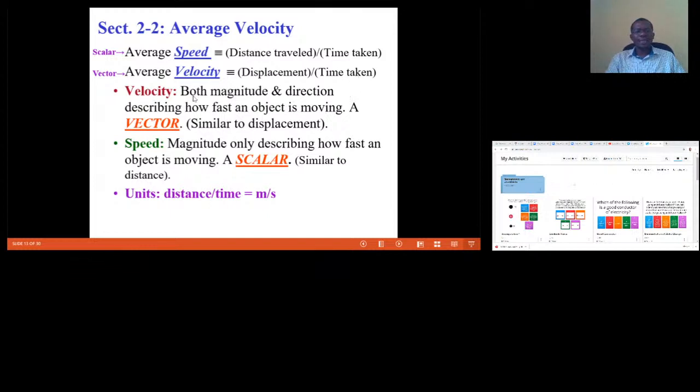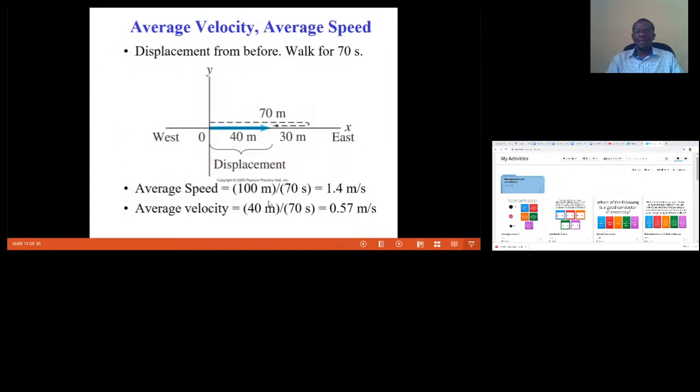One thing to note is that for velocity, since it is a vector, both magnitude and direction must be given, because a displacement is a vector. But speed, since it is only a scalar, you just need the magnitude. Of course, you know that the units, both for speed and velocity, will be the units of distance over the units of time, which will be meters per second. Let us go back to an example and try to see how we can work out that particular example.